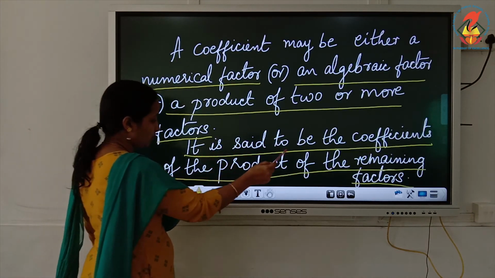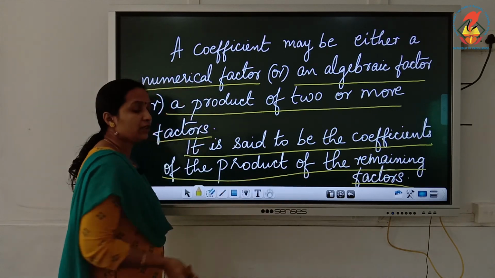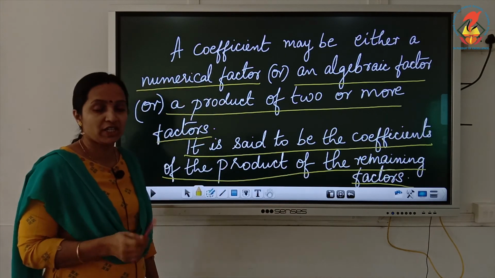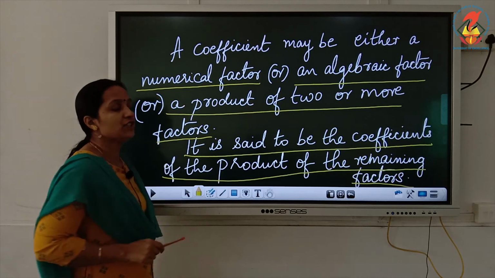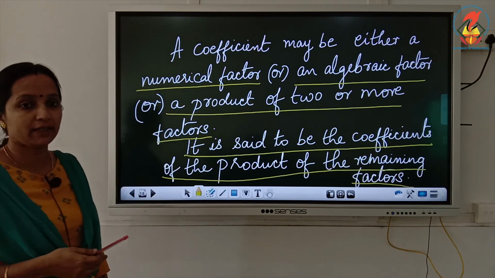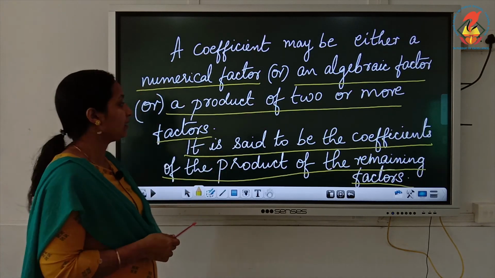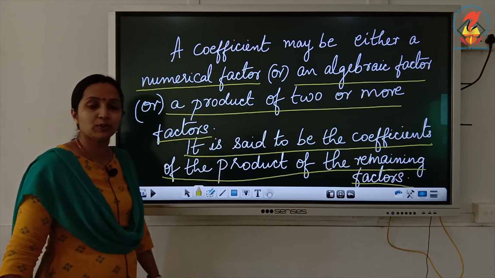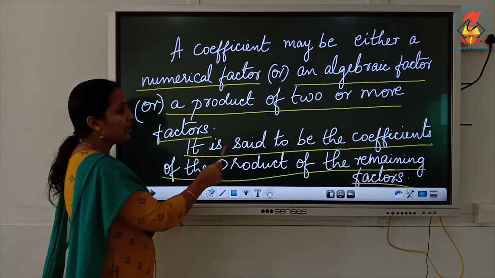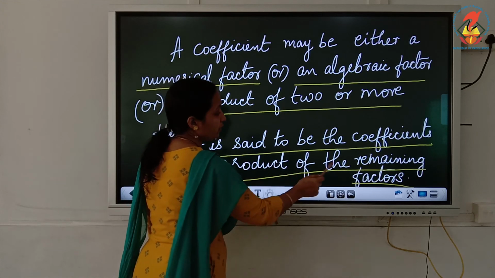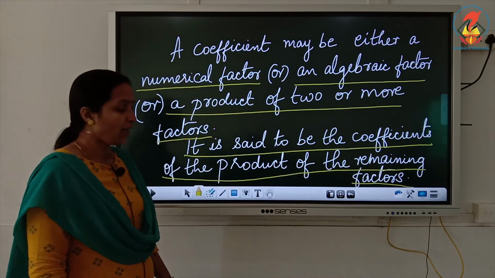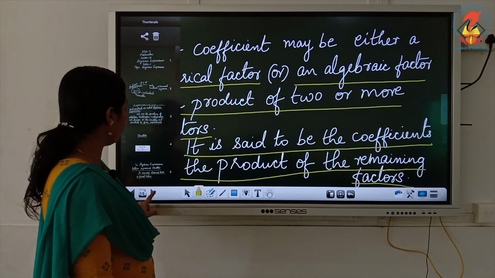It is also said to be the coefficient of the product of the remaining factors. So generally, a coefficient may be either a numerical factor or an algebraic factor, or a product of two or more factors, or the product of the remaining factors also. I hope all these topics are clear.